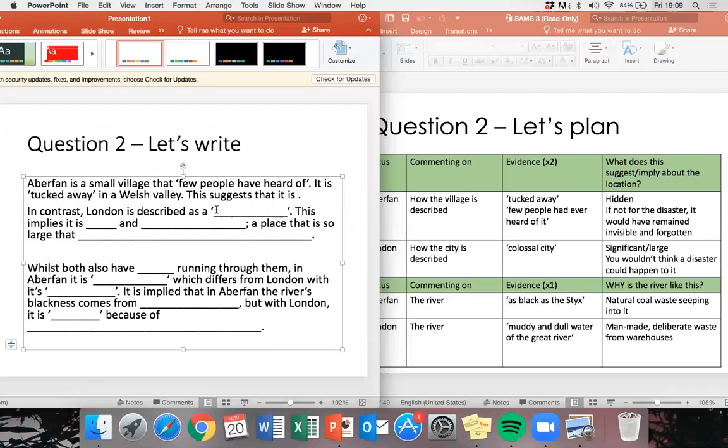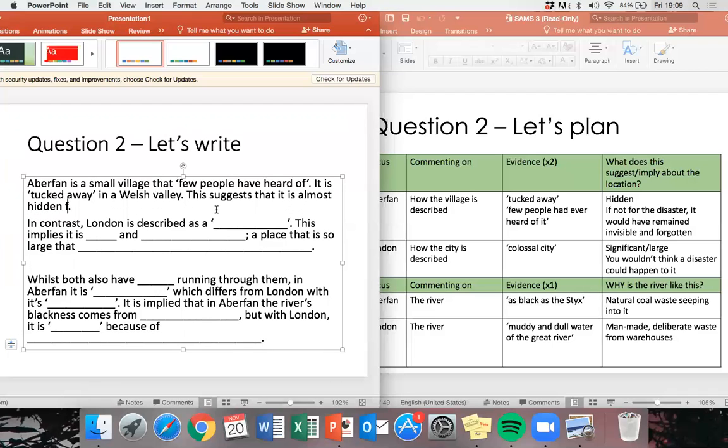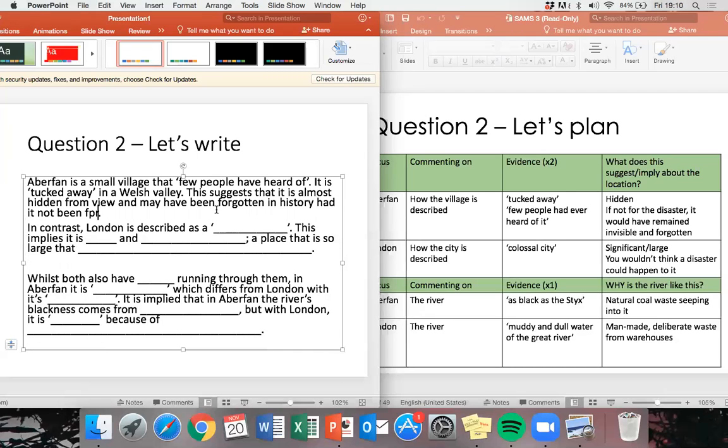This suggests that it is, I'm going to put, almost hidden from view and may have been forgotten, or I'm going to expand it out, may have been forgotten in history. Again, coal mining, it's been a long time since coal mining was at its heyday. We already know that not a lot of people have heard of this place. So I'm just expanding these ideas. This suggests that it is almost hidden from view and may have been forgotten in history had it not been for the disaster. So what I've just made there is a perceptive inference, okay?